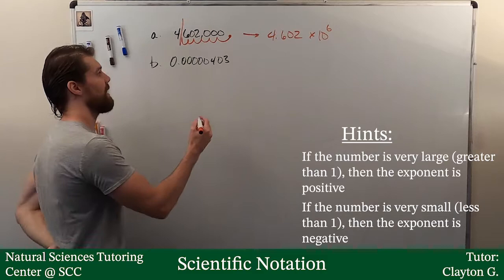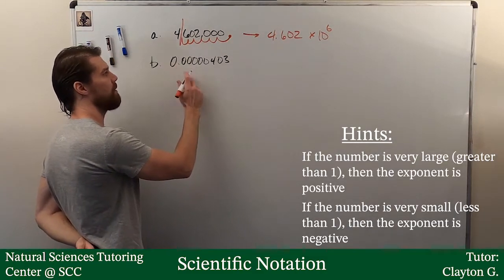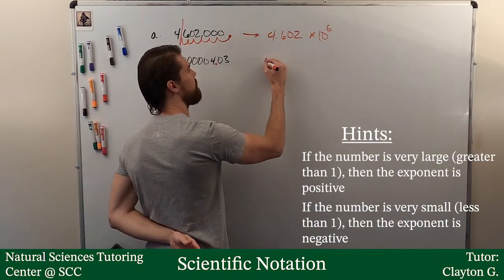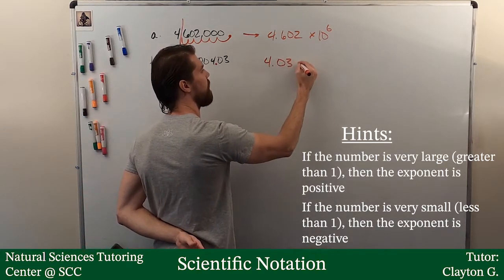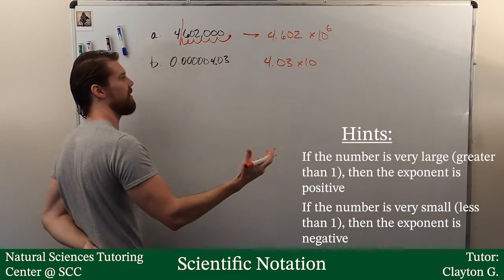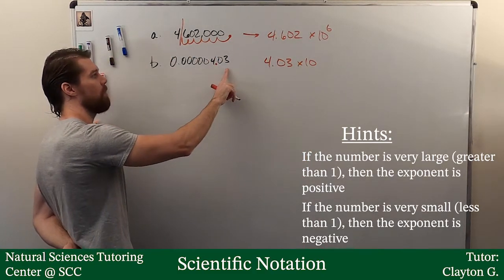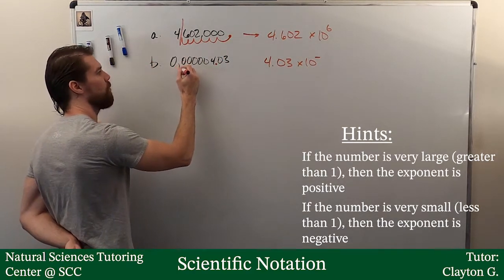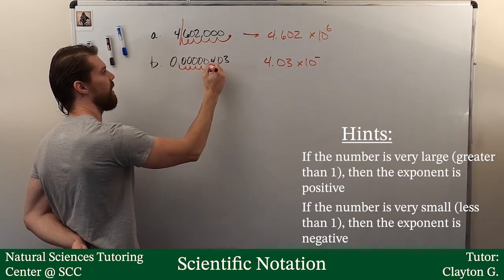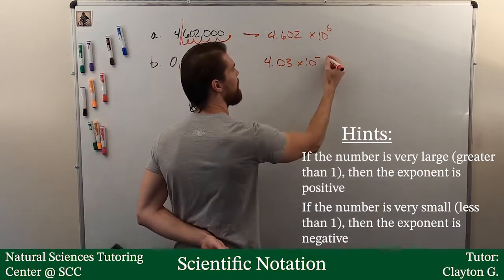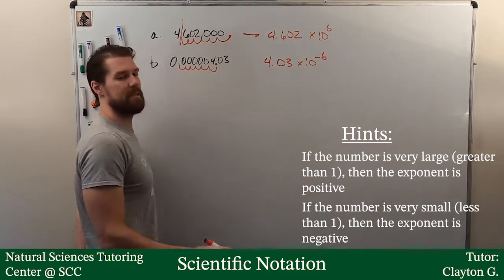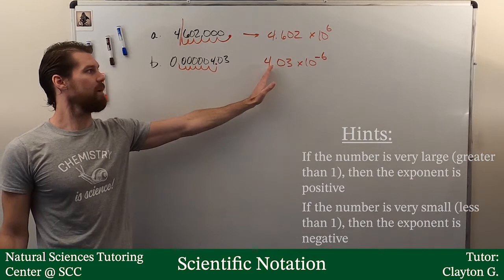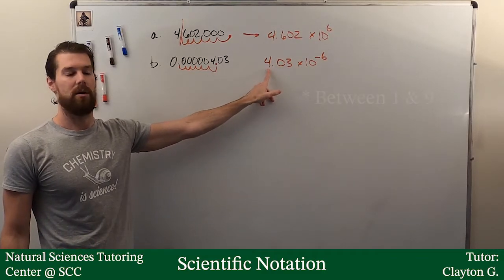So this second one has the same rules. I need to move my decimal from here to right here. So I want this to be 4.03 times 10 to the something. And now I'm dealing with a very small number, so I know it's going to be negative something. And I move my decimal 1, 2, 3, 4, 5, 6. So this is to the negative 6th. Simple as that.